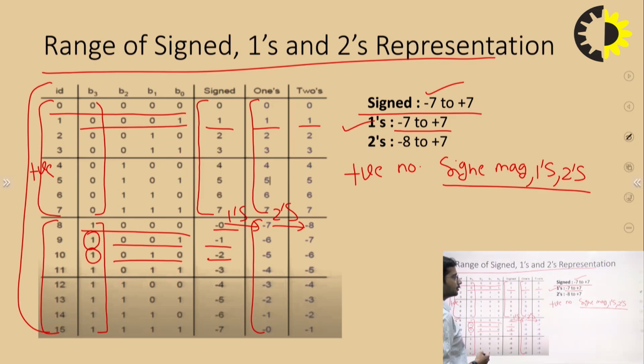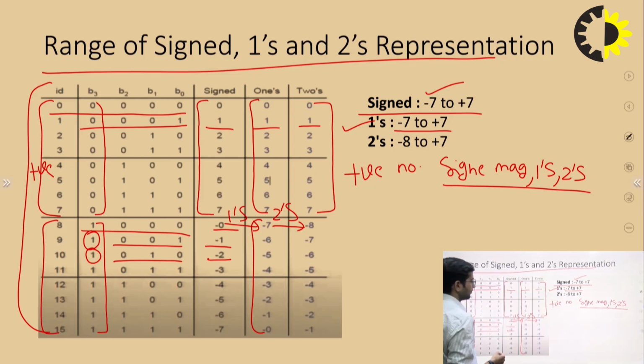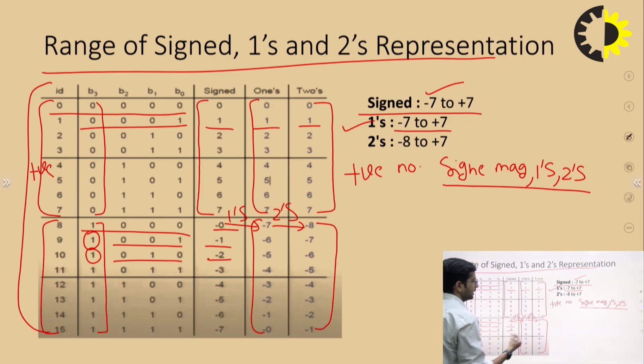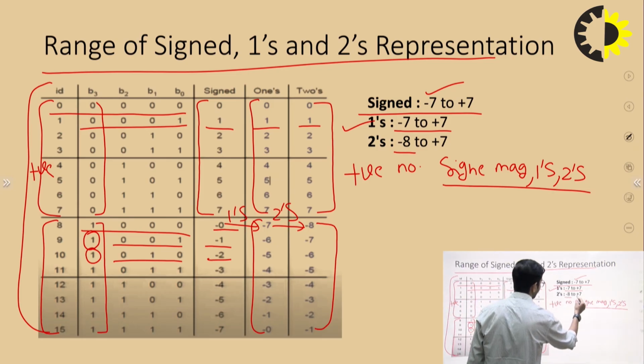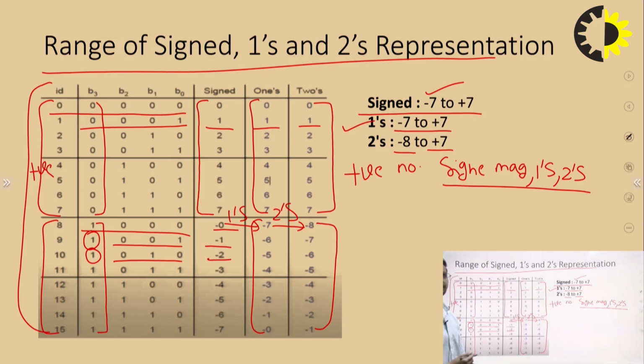But for the 2's complement case, positive numbers go from 0 to 7, but negative numbers go from -8 to -1. So the lowest value is -8 and the highest value is +7. So the range of the 2's complement number is -8 to +7.